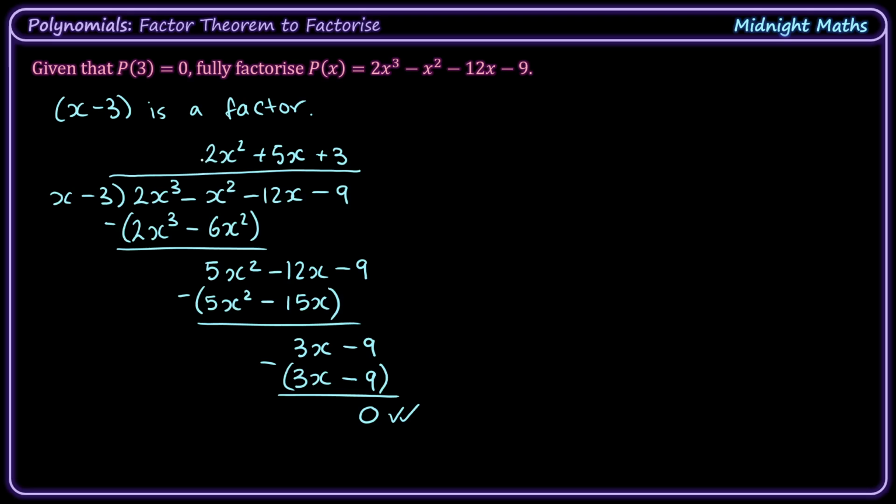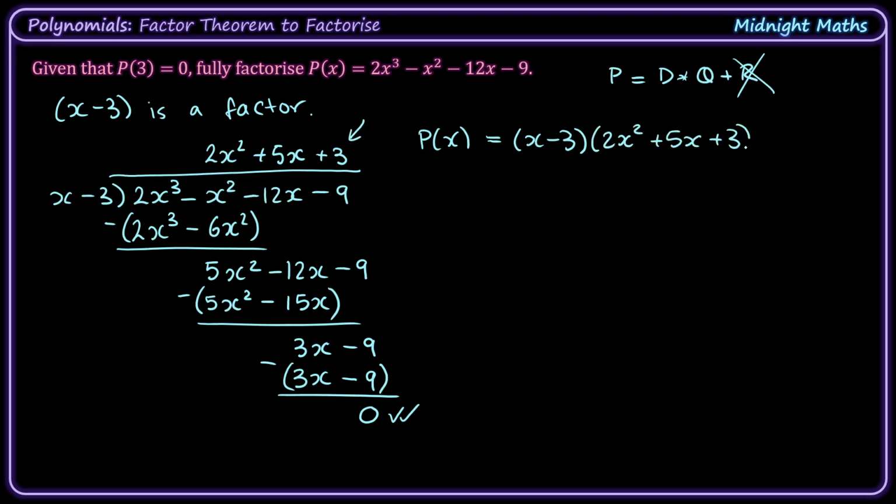The reason that we can actually continue to factorize is, if you recall, our polynomial can be rewritten as the divisor times the quotient plus the remainder. In this case, the remainder is 0. So we can cross that off and just write the polynomial p of x as just the divisor multiplied by the quotient. So let's go ahead and do that. If we write the divisor, that's x minus 3. And we put the quotient, we've just found the quotient here. That's 2x squared plus 5x plus 3. And we would normally write the remainder, but the remainder is 0, so we don't have to write that at all.